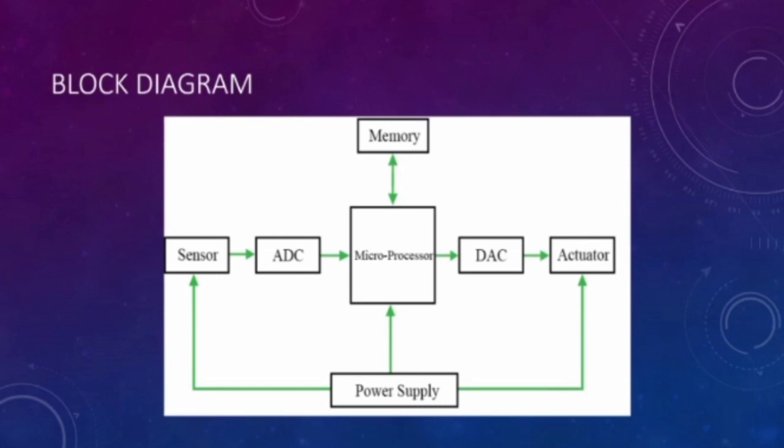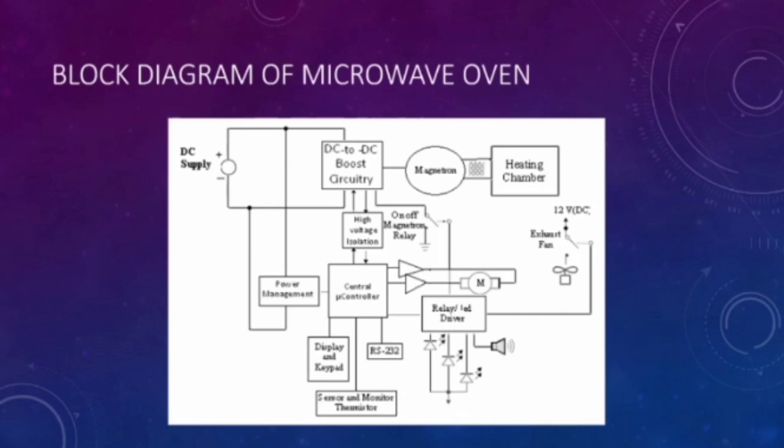Next, we are going to learn about the block diagram of the microwave oven. Our microwave oven contains different components because it needs to perform different kinds of tasks according to the user. And we can see there are different components in our microwave oven block diagram, like a heating chamber and DC power supply to run our microwave oven. We can see different types of circuitry which help our microwave oven to perform all kinds of tasks.